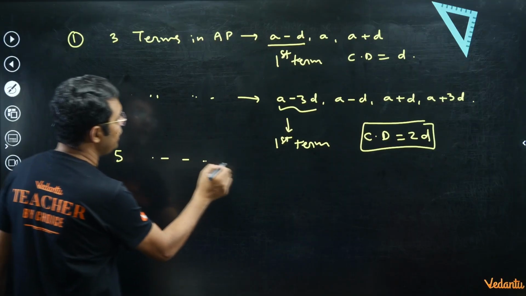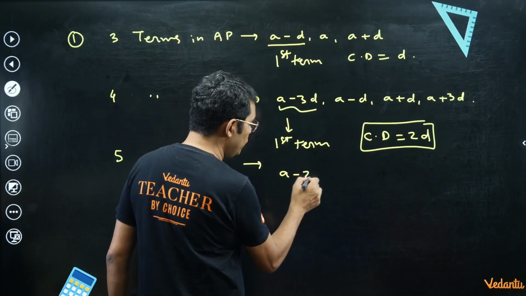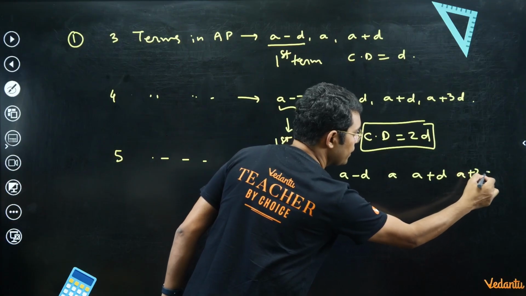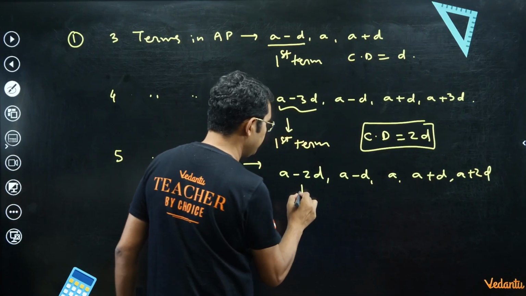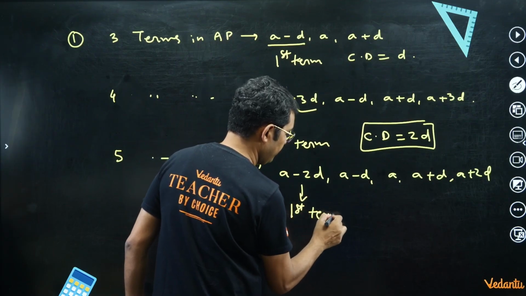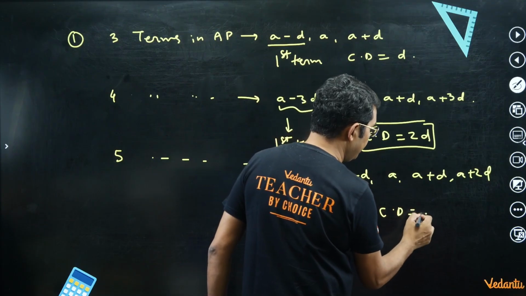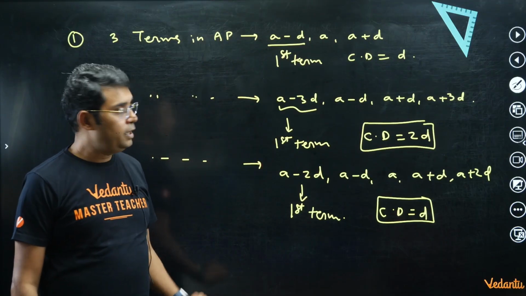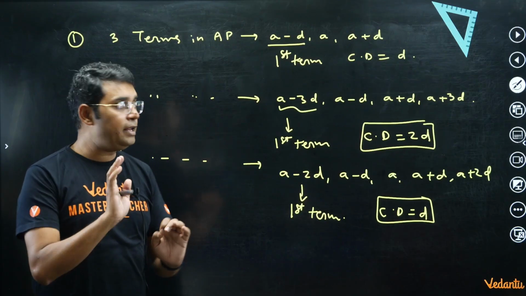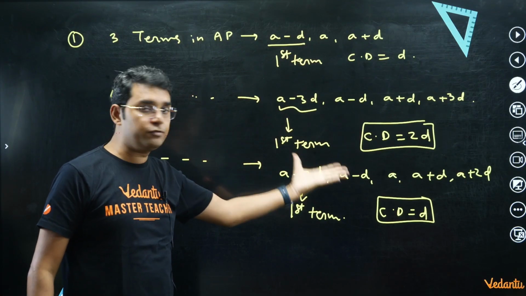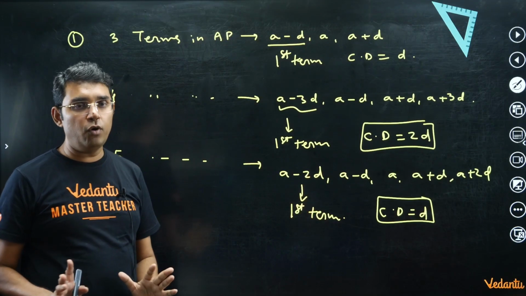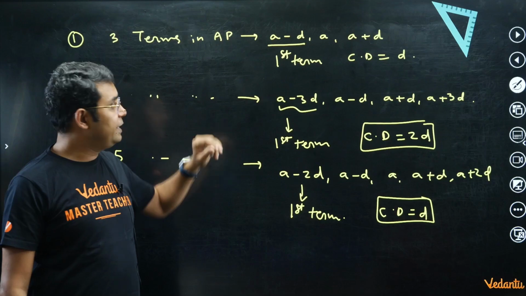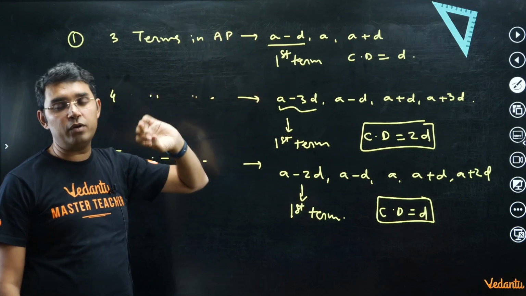Similarly, if you take five terms in AP, it will be A minus 2D, A minus D, A, A plus D and A plus 2D. In this case, A minus 2D is the first term, and common difference is once again D. So if you have to take 6 terms, 7 terms, similarly you can take. This makes your calculation easy, especially when you are given sum of 3 terms, 4 terms, 5 terms. If sum is not involved, then you may take otherwise also, like A plus D, A plus 2D, etc. But if sum is involved, then this will make your calculation very easy.